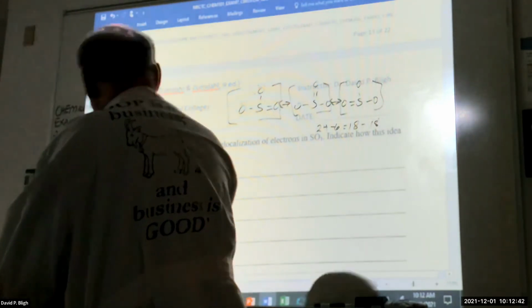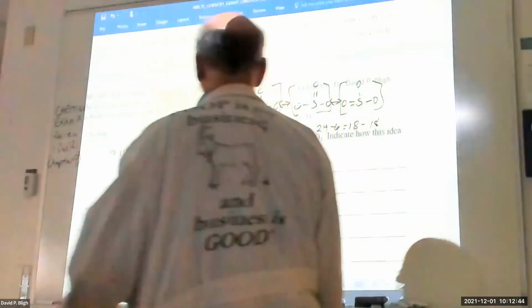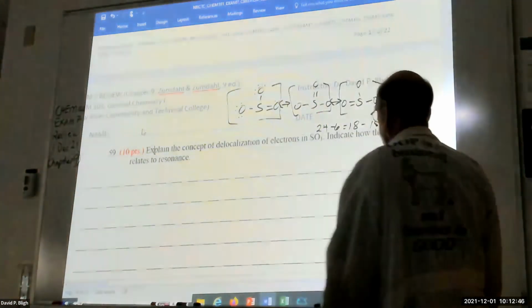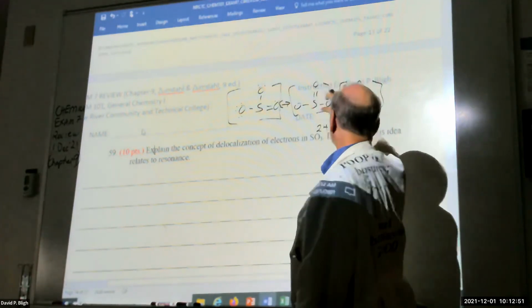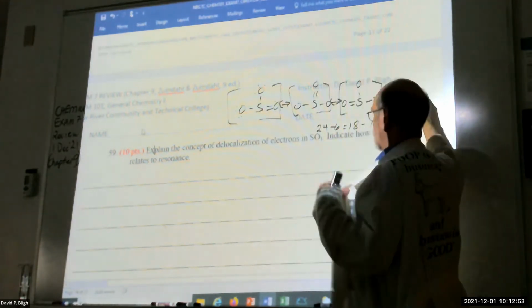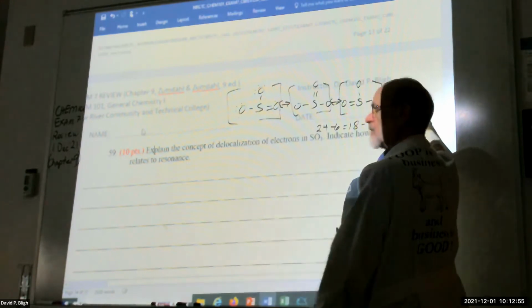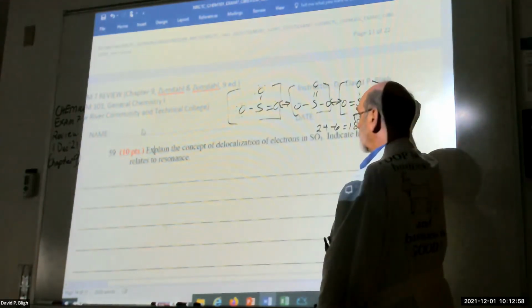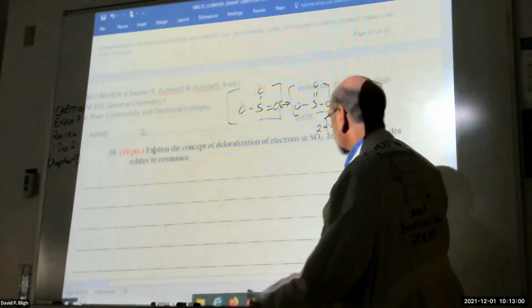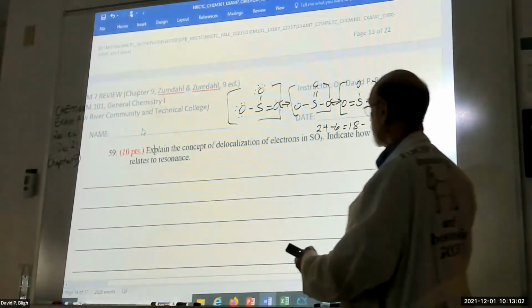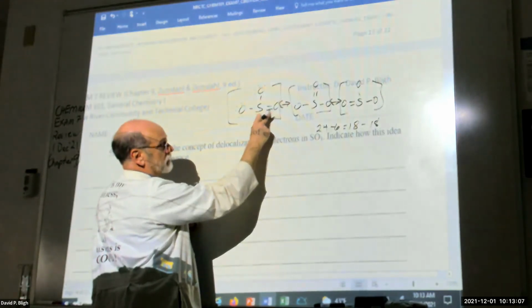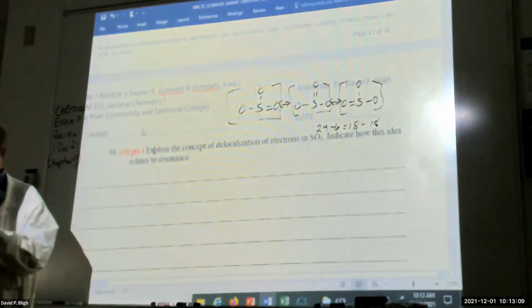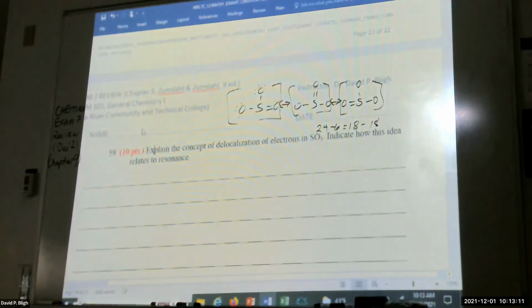Let's see. Delocalization. The concept of delocalization. Now, this is the way it would be for the valence bond theory or the localized electron model. We would have to write it this way. But when we consider delocalization, what we're saying is that this pi structure, this is where we bring in the molecular orbital concept.